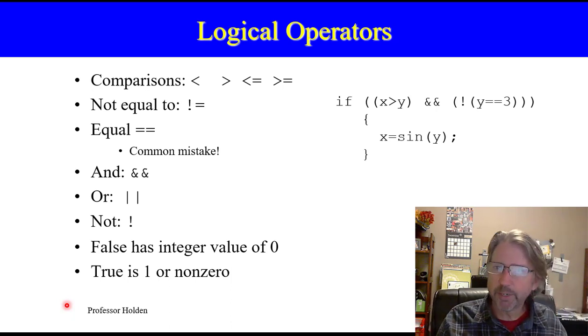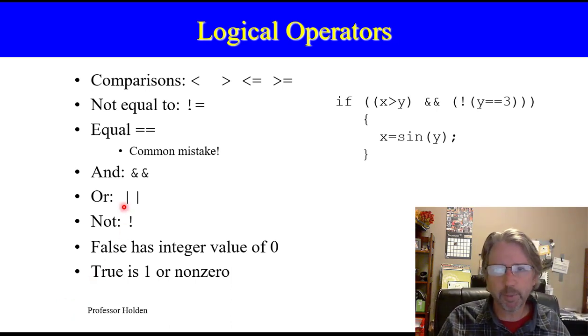So logical operators in C are similar to MATLAB. This is for if tests and things like that. So less than, greater than, less than or equal to, greater than or equal to. Not equal to is the exclamation point equals. This is different than MATLAB. And if you're testing that things are equal, you have to use the equal equal.